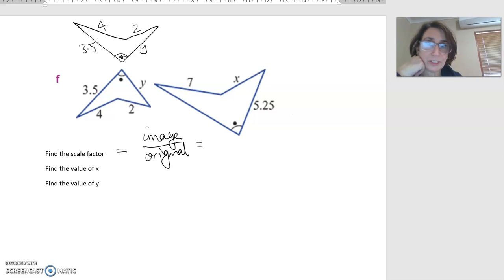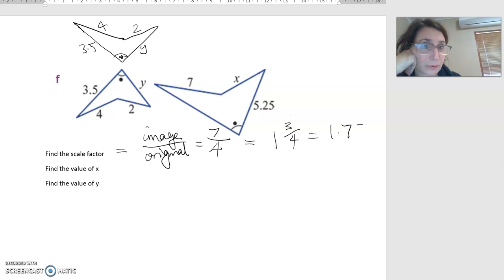Okay, so our image, our enlarged one, is 7. This line here is 7. And in our original, that line is 4. So our scale factor is 7 divided by 4, which, you know, that's tricky. We can leave it as a fraction, or I can change it so that it's 1 and 3/4. You could also change it so it was a decimal.